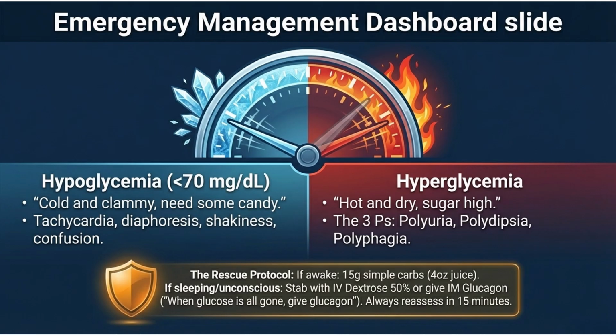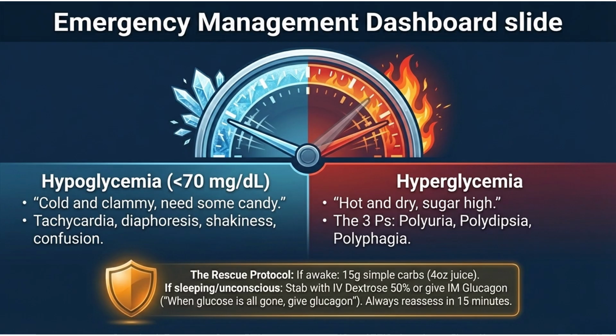Followed by more complex carbs because it needs to be sustained, right? What if the patient is passed out? Am I going to shove juice down their throat? Please no, because I don't need them to aspirate, right? So we can give them IM glucagon. The little memory aid here is when glucose is all gone, give glucagon.